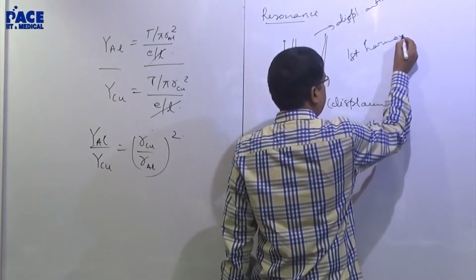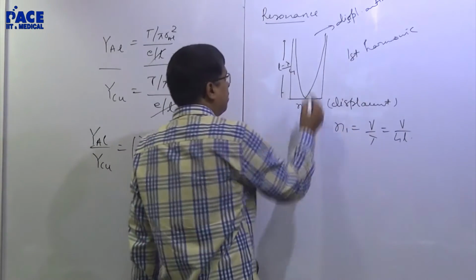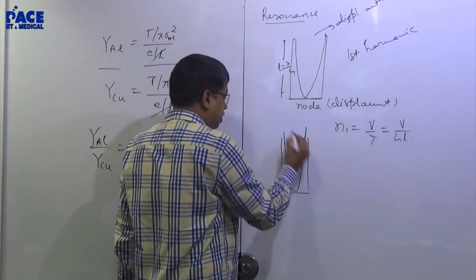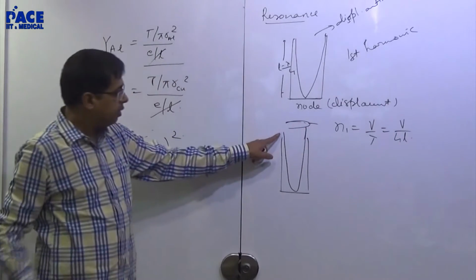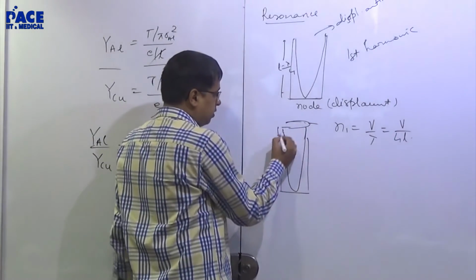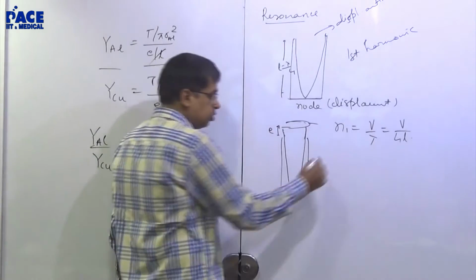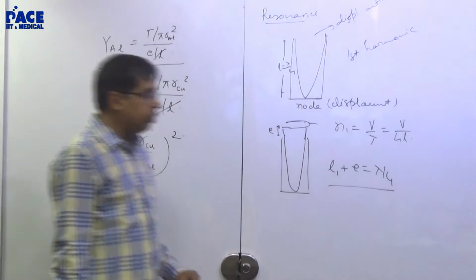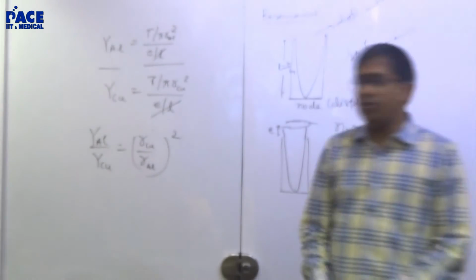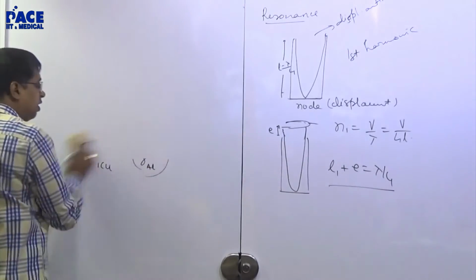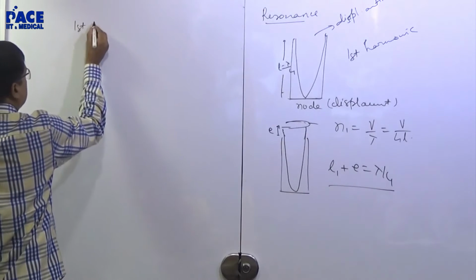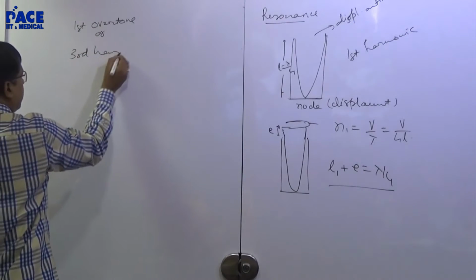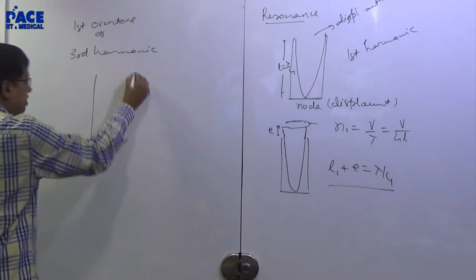If ever you are taking end correction into consideration, understand this. End correction means you are keeping the tuning fork here. This length will be the end correction. So you will take L1 plus E is lambda by 4. Then generally, in the second case, they will give you L2 plus E is equal to something else. This is the first overtone or third harmonic.